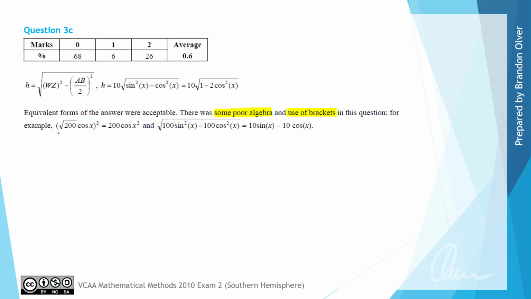Some of the examples of poor notation included root 200 cos of x turning into 200 cos of x with the squared appearing on the x, rather than it being written as 200 cos squared of x, which is the correct way that this would become that. And the same thing here, poor understanding of how surds worked meant that students tried to simplify the square root of 100 sine squared of x minus 100 cos squared of x as just being 10 sine of x minus 10 cos of x, which is certainly not true.